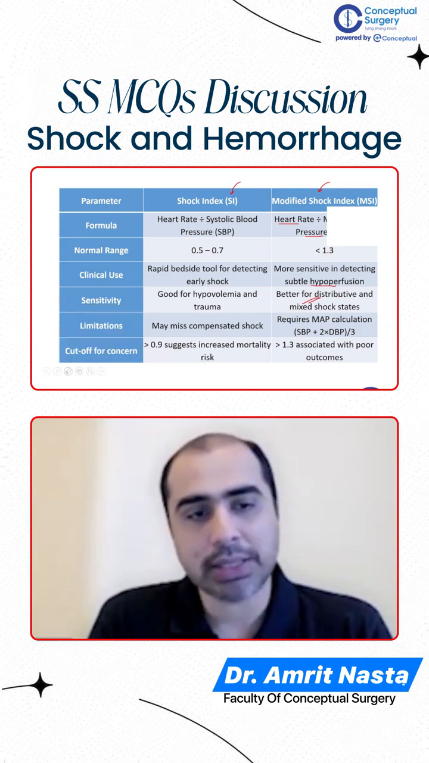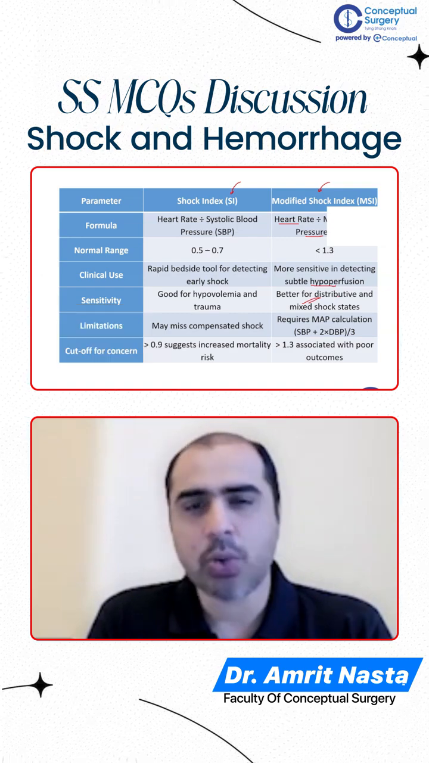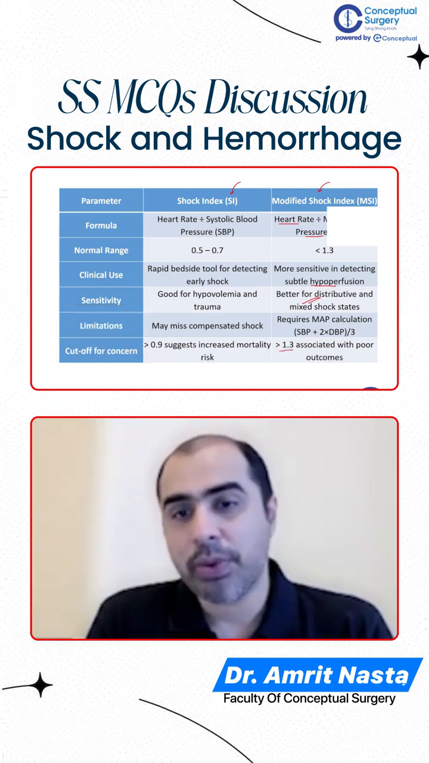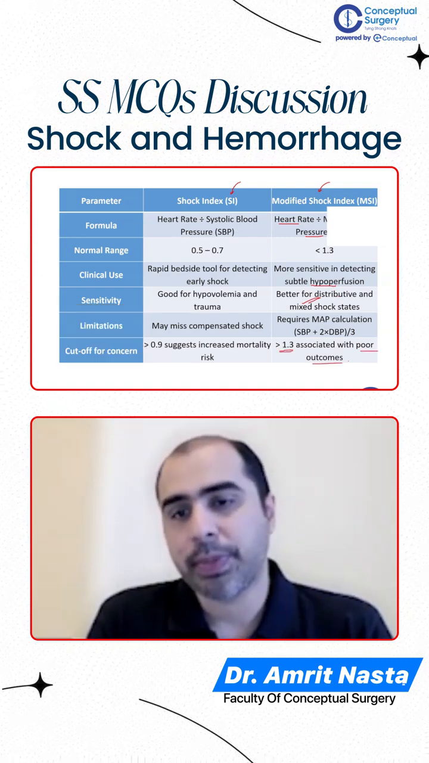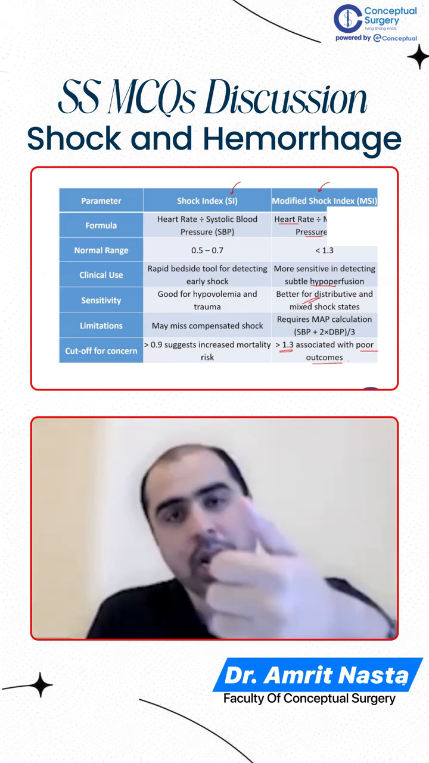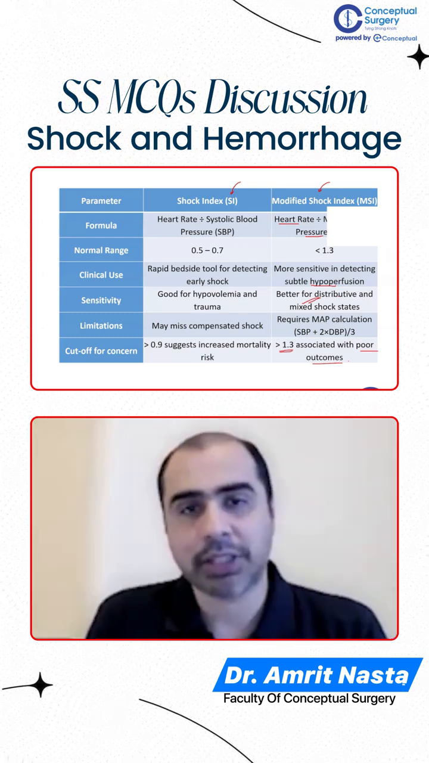A normal should be less than 1. Up to 1.3 is okay. If it is more than 1.3, it is a poor outcome. Right? It means heart rate is too much and the MAP is too little as a fraction.